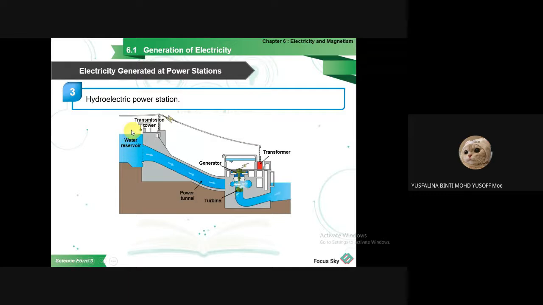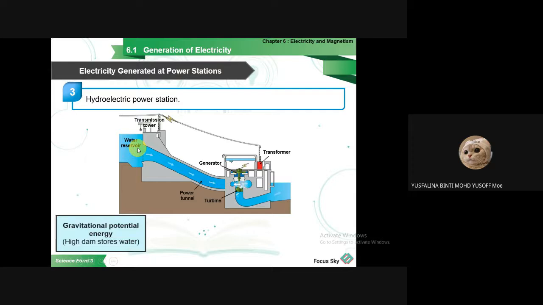Okay, so I explain again. This is the water dam, and the water will come down. This water has gravitational potential energy. When it comes down, it will rotate the turbine. Now the turbine moves, and any object that moves will have kinetic energy. Then the generator also starts to rotate and produces the electricity. The electricity goes to the transformer, which steps up the voltage and sends the current to the transmission tower. And then we send it to the homes, the factories, and so on. So this is the hydroelectric.